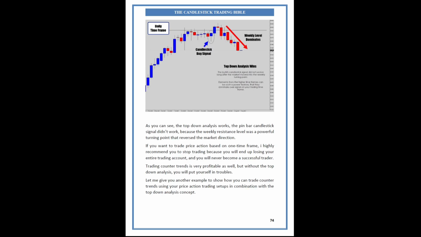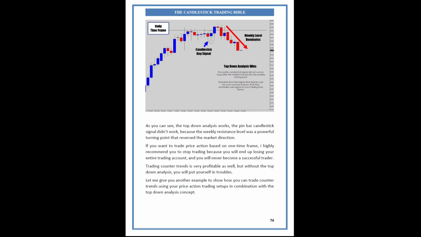Look at what happened next. As you can see, the top-down analysis works. The pin bar candlestick signal didn't work because the weekly resistance level was a powerful turning point that reversed the market direction. If you want to trade price action based on one time frame, I highly recommend you stop trading because you're going to blow your account and you'll never be a successful trader. Trading counter trends is very profitable as well, but without the top-down analysis, you'll put yourself in trouble. And trading counter trends is very risky because you're basically going against the market structure.